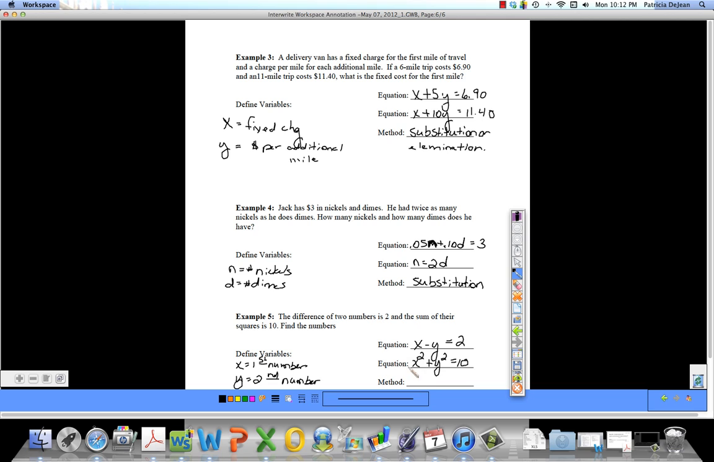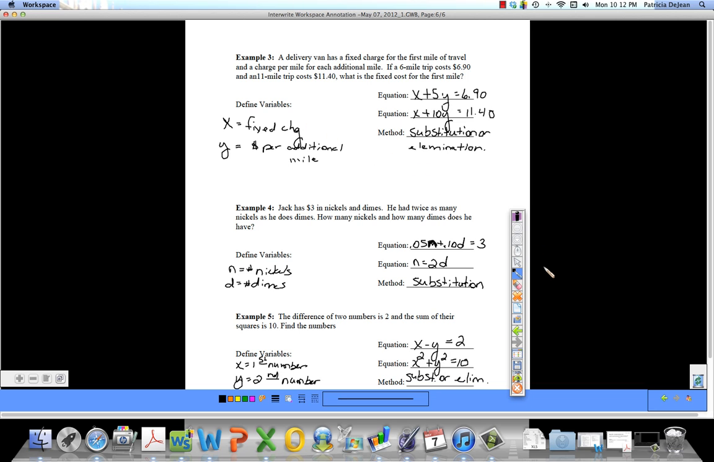And again, since we have coefficients of 1, this could easily be solved by substitution or elimination. So that's the end of this section where you just find the equations and tell me which way you want to solve them. Pretty straightforward, shouldn't be too much trouble.